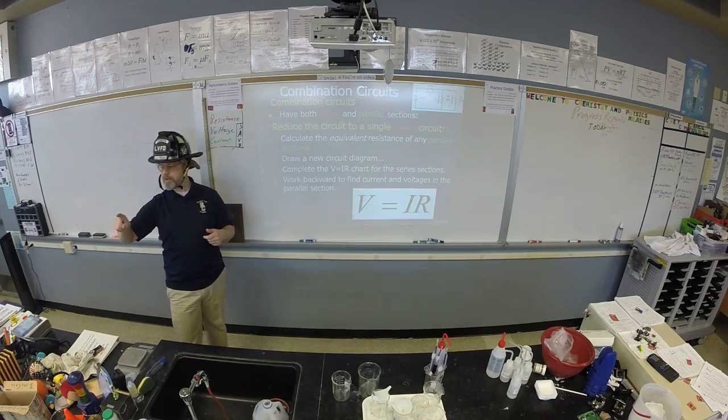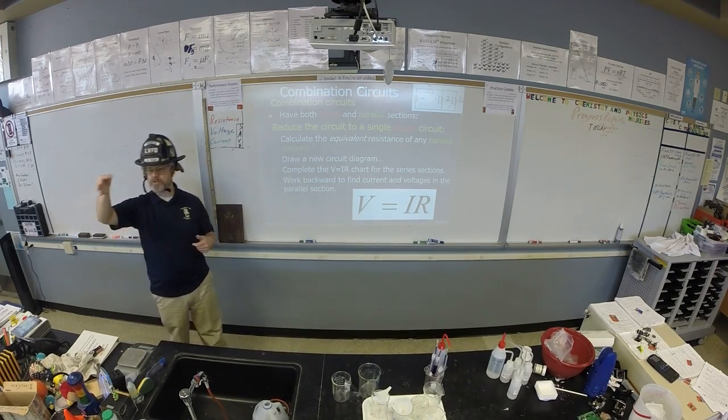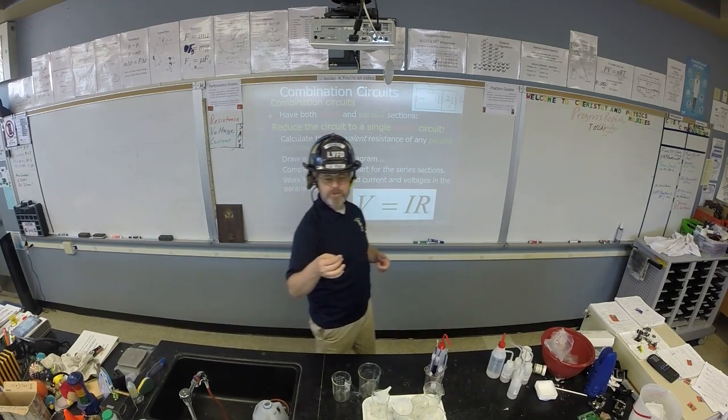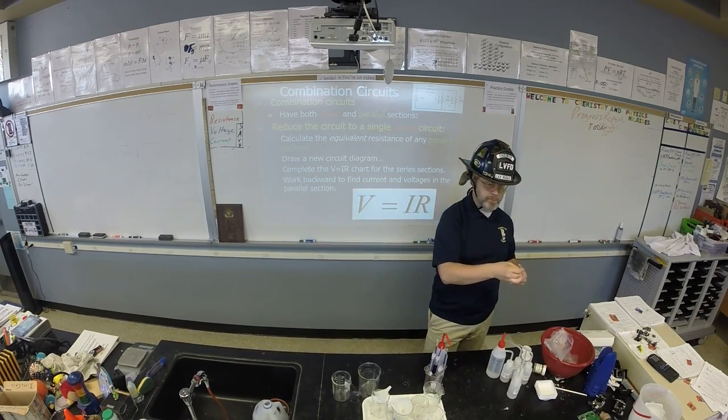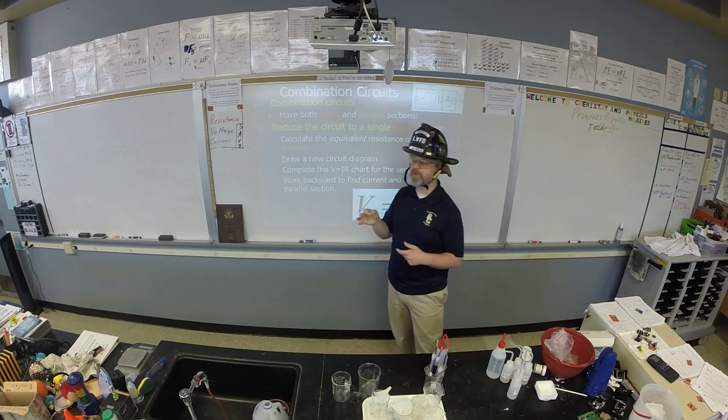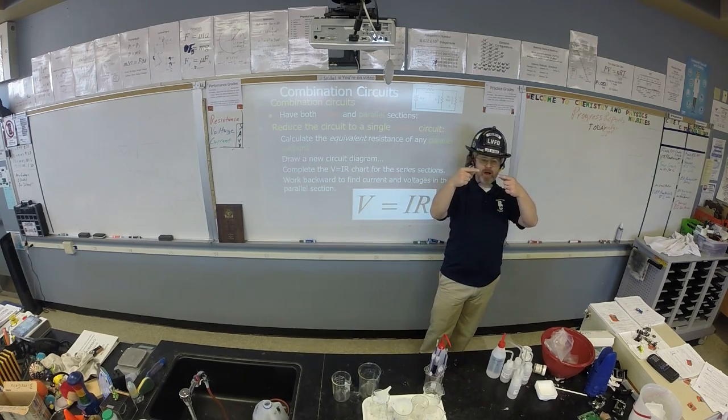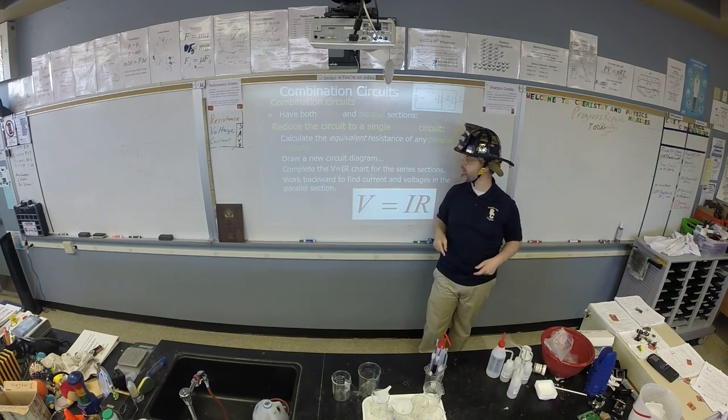So voltage is the same in each branch. Voltage is the same going into each branch in a parallel section because each branch has the same access to the battery. In a series section, each element in the same loop has the same current.